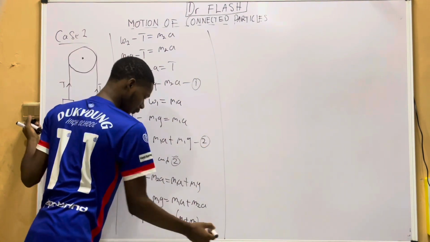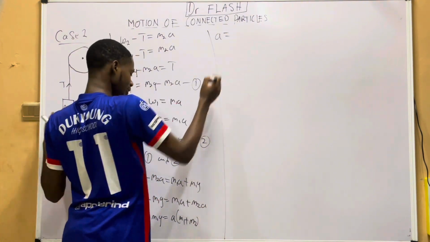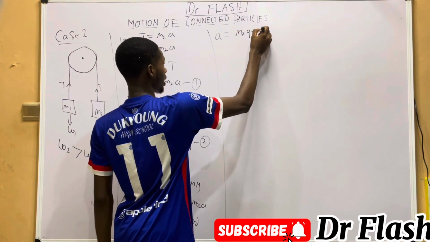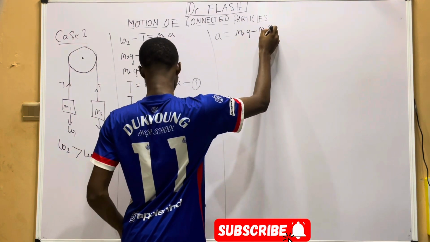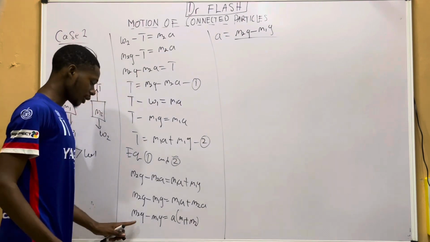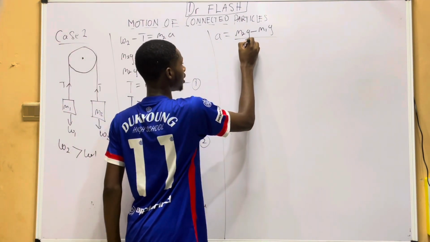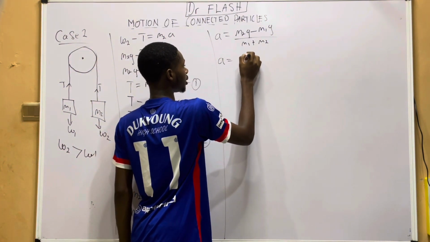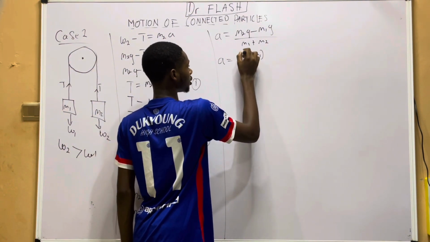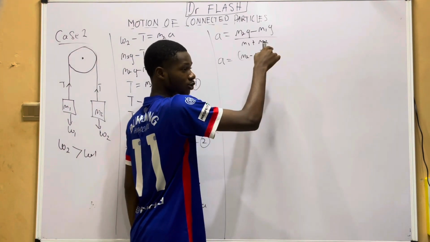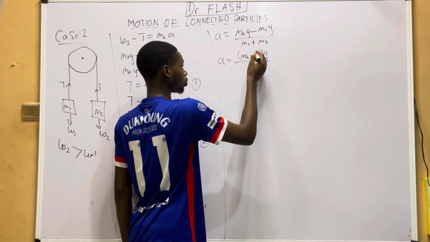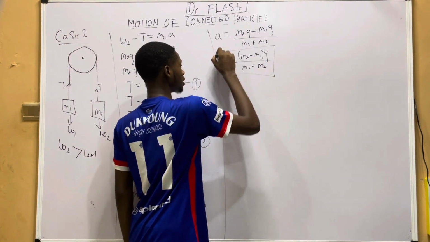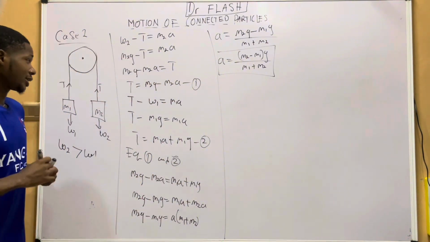Now, making A the subject, by dividing both sides by M1 plus M2, we're going to have M2G minus M1G divided by M1 plus M2. So acceleration is equal to M2 minus M1 multiplied by G, because G is constant, so we can factorize it out. It is common on both sides, divided by M1 plus M2. Now here is the formula for calculating the acceleration for a body in a case like this.